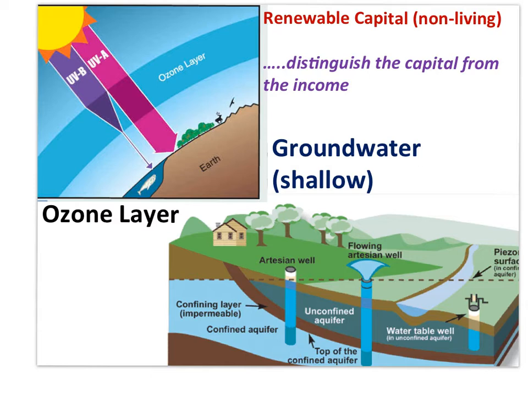In my view, we need to be careful with groundwater, and I've clarified groundwater by adding the adjective shallow. Only very shallow groundwater is renewable. Deep groundwater is not. The IB syllabus states that groundwater is renewable, but I don't fully agree.